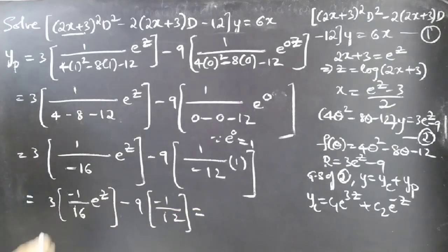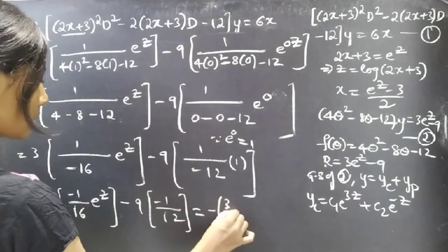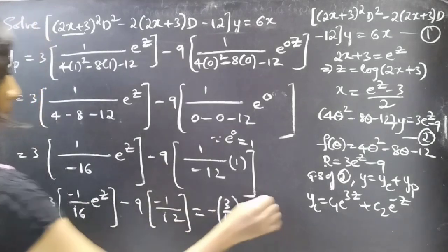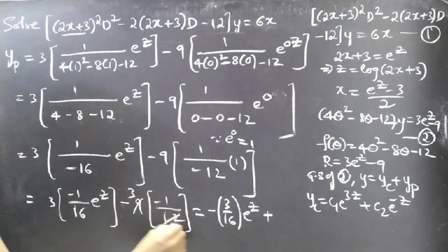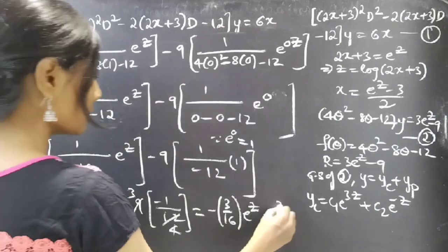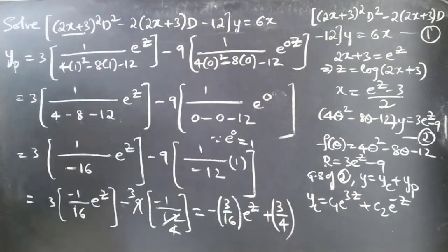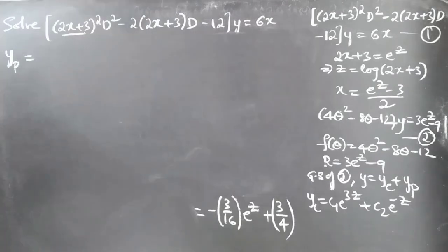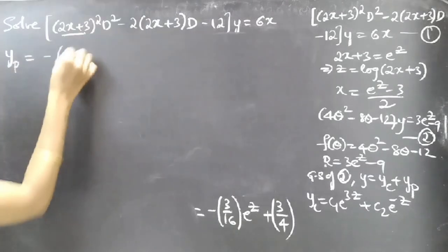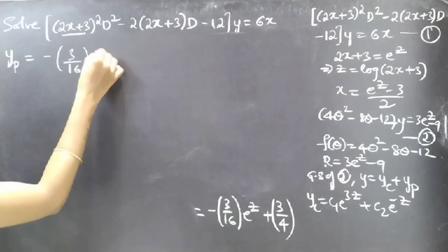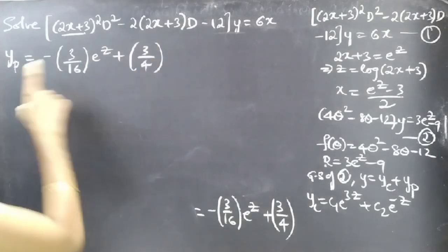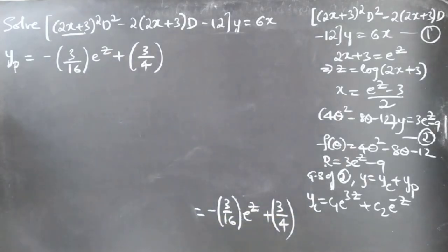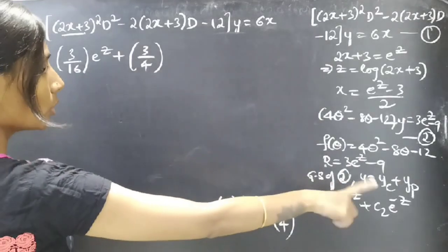Now we can write this as 3 into minus 1 by 16 into e power z, which can be written as minus 3 by 16 into e power z, right? Minus into minus is plus, 3 3s are 9, 3 4s are 12, so you'll get plus 3 by 4 here. Therefore yp equals minus 3 by 16 into e power z plus 3 by 4. We got yp and yc. Now we can find the general solution to equation 2, which is given by y equals yc plus yp.